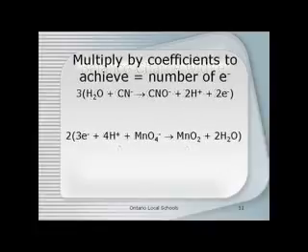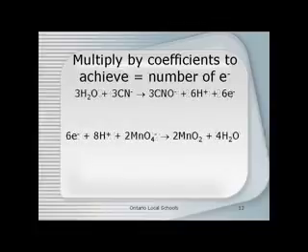To get the oxidation half reaction to 6 electrons, we're going to multiply all the coefficients in the half reaction by 3. So we'll have 3 times the 1 H2O, 3 times the 1 CN minus, 3 times the 1 CNO minus, 3 times the 2H plus, and 3 times the 2 e minus. For the reduction half reaction, we'll have 2 times the 3 electrons, 2 times the 4 H plus, 2 times the permanganate ion, 2 times MnO2, and 2 times the 2 waters present.